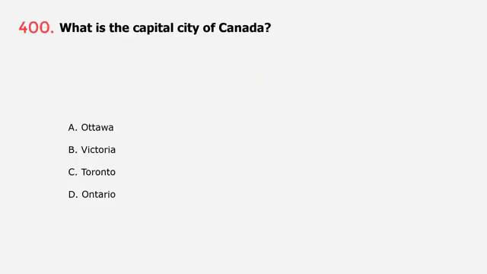Question 400. What is the capital city of Canada? A. Ottawa. B. Victoria. C. Toronto. D. Ontario. The answer is A. Ottawa.